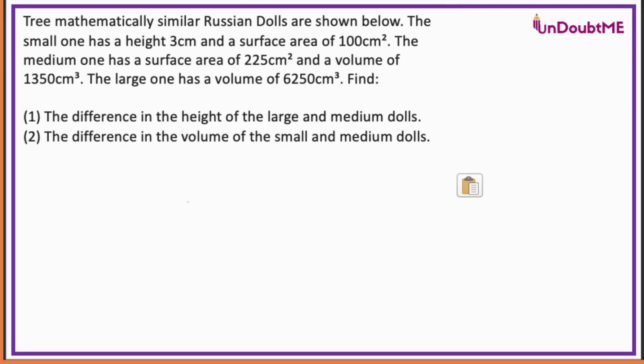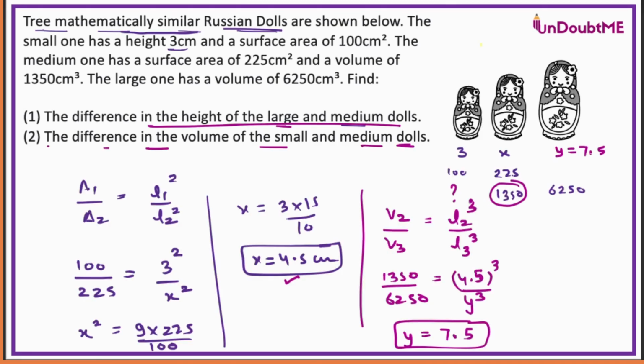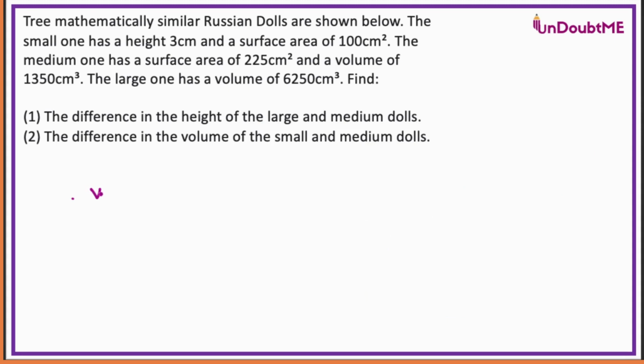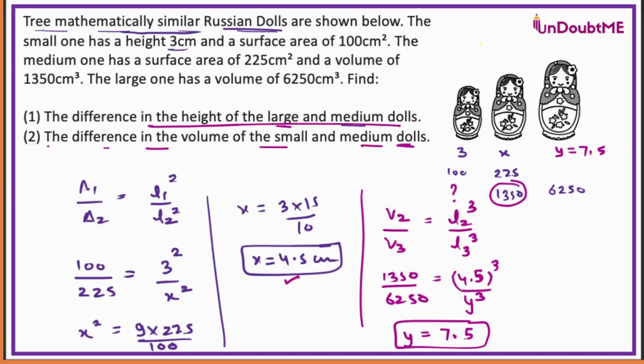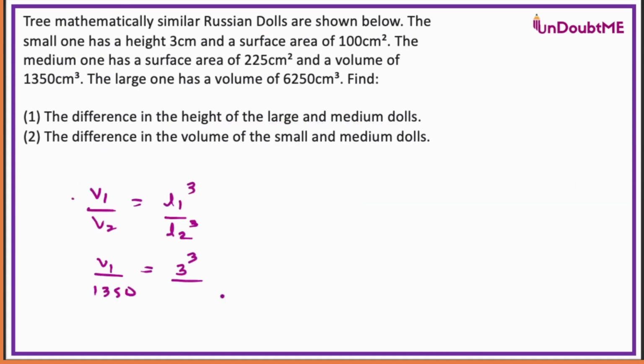Now what all things I need, let me just write. So I need to get volume of small one. So I will write volume of small V1 over V2 is equal to L1 cube over L2 cube. I have almost everything now. So V1 is what we want. V2 is 1350. Then L1 is length of small one, that is 3 cube. And L2 is x, that is 4.5 cube. So I will get the value of V1 from here. That will be 27 times 1350 over 4.5 cube, and that is 400.